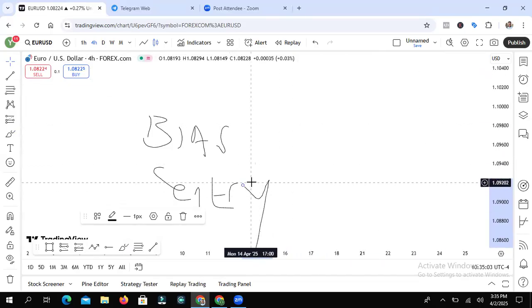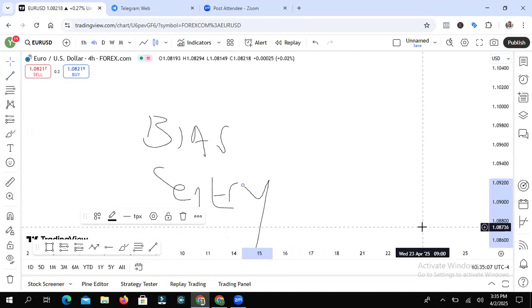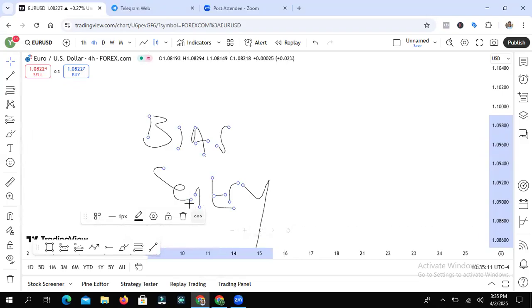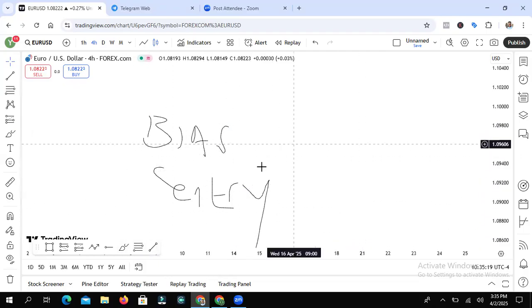Simple, straightforward, how to build bias in 30 seconds at most. We all learn at different paces. So even though you are a slow learner, at most I expect in 1 minute you already learn how to build bias. Once I talk about how to build bias, the next thing is entry.